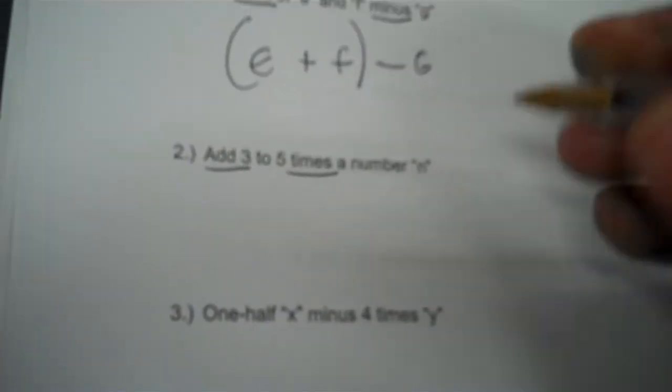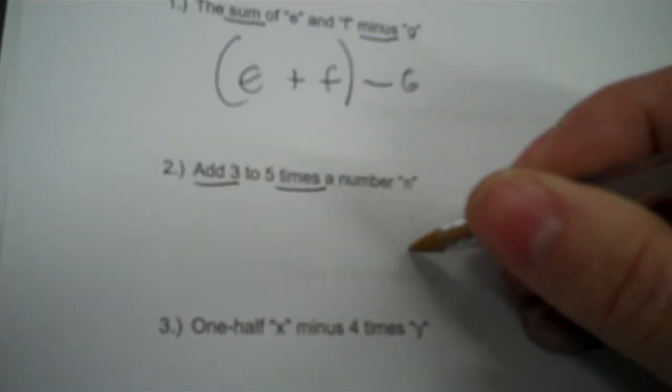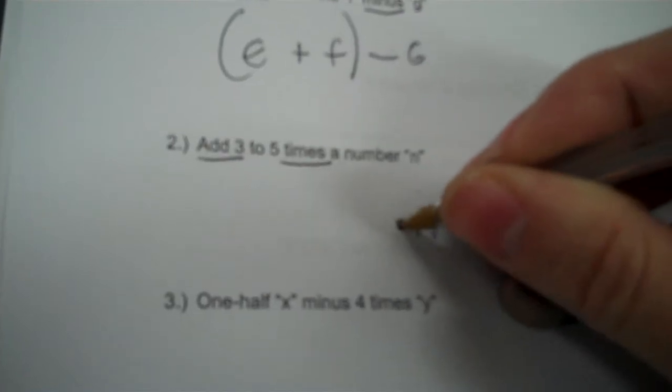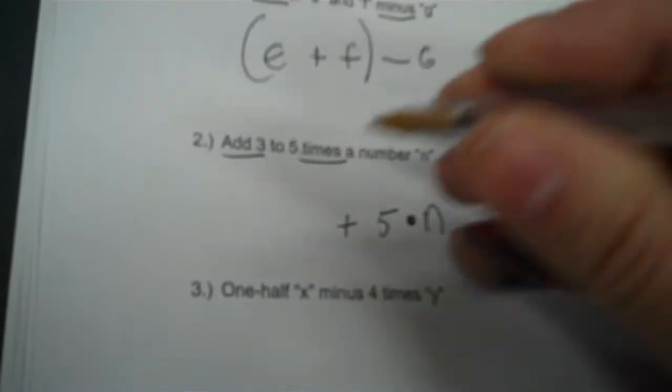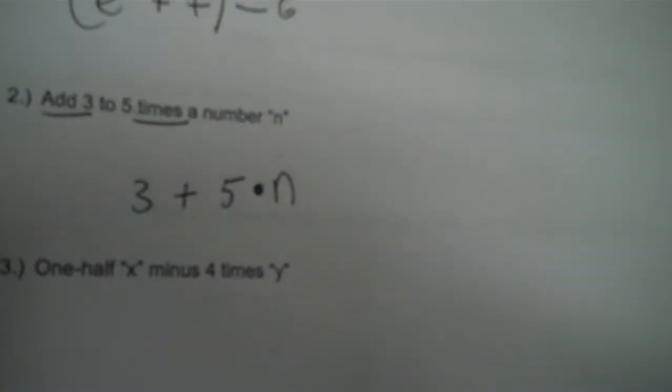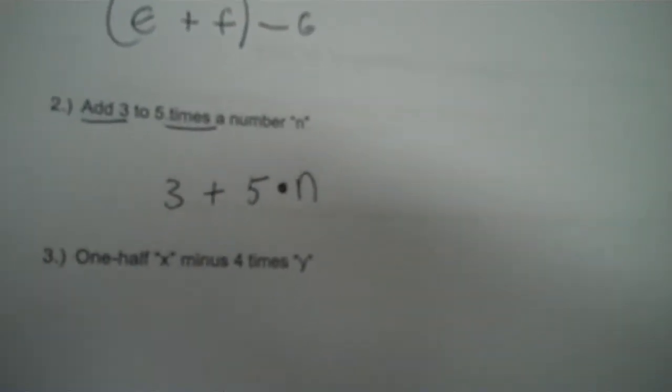Okay, number 2, add 3 to 5 times a number n. Okay, so you got times and add. So start with the n. Okay. Either write a number or variable, then times you put a dot, and then you put 5. Then add, you put plus, and you're going to put 3. Now, are any of those words one of my parenthesized words? Nope. That's it. You can also write 5n if you want. The dot, it doesn't really need to be there, but I'll put it there.